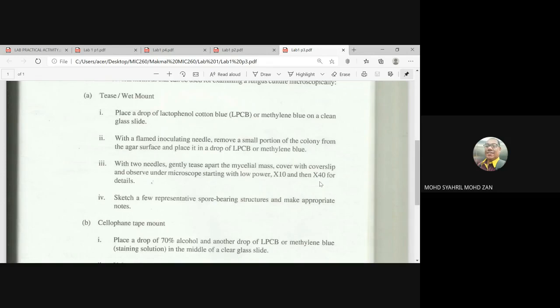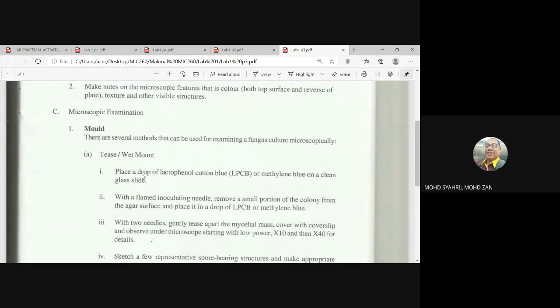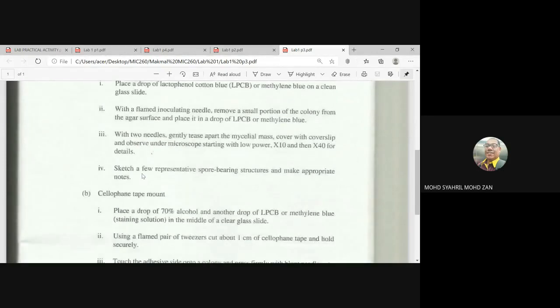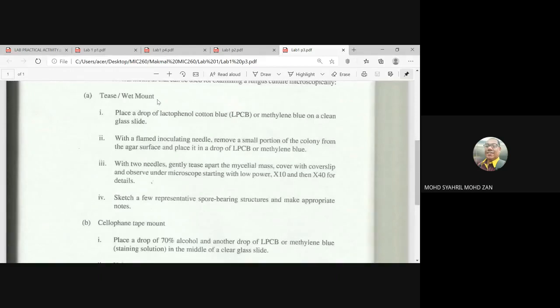So kalau nak pakai lebih daripada itu, awak kena pakai minyak, okay, oil emulsion. Sketch a few representative spore-bearing structure and make appropriate notes. Okay, so this one lebih kepada microscopic examination. Okay. Number 2, kita boleh pakai tease ataupun wet mount. Okay, ambil sampel tersebut, letakkan dalam cair methylene blue, lepas tu kita letakkan slip.